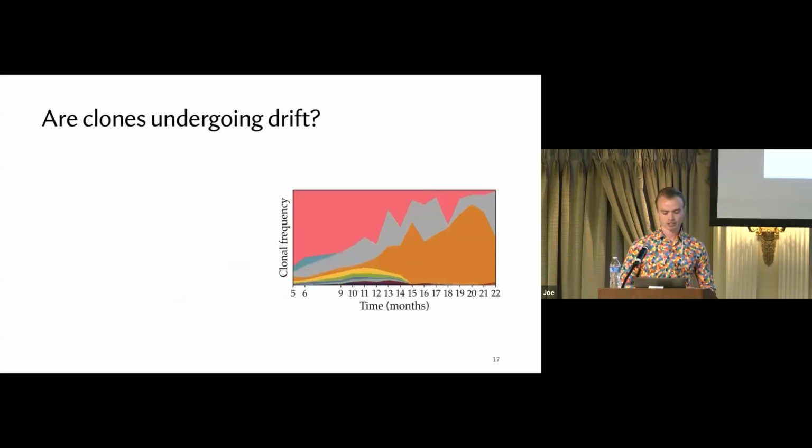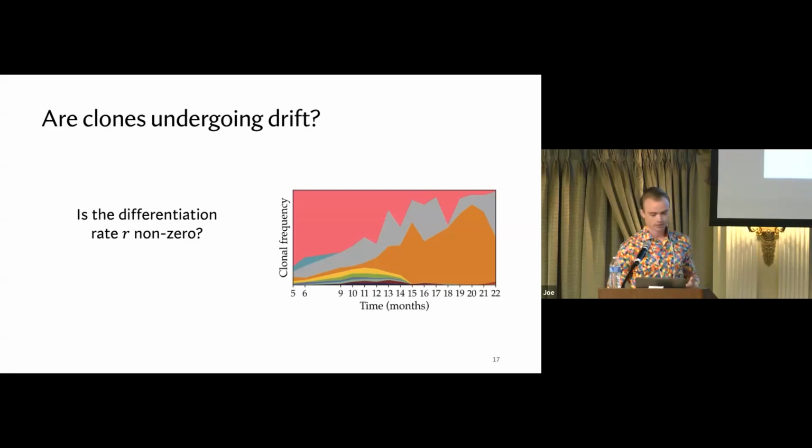Okay, so now that I have this model set up, I want to go back to the data and go back to my question: are clones undergoing drift, and if so, what is the strength of that drift? For this presentation, I'm going to set this up as a kind of hypothesis test. I'm going to make my null hypothesis that there is no drift at all, and I want to ask, is there significant evidence to the contrary? Is it far more likely that the data you see here is coming about from drift?